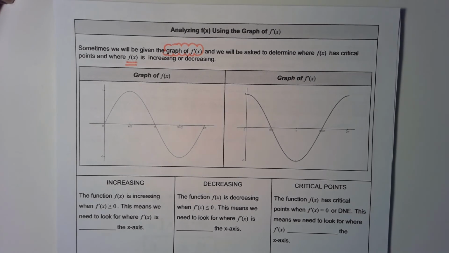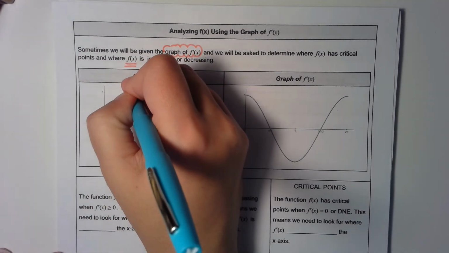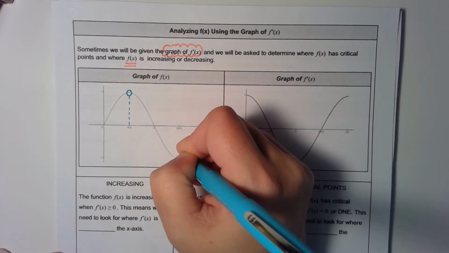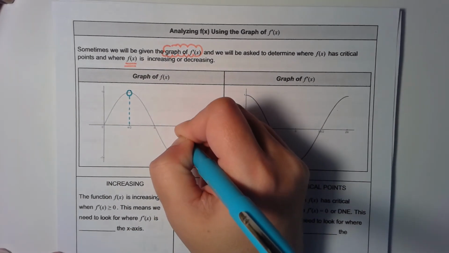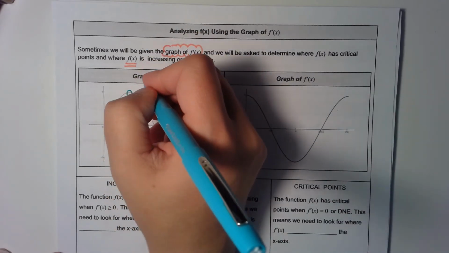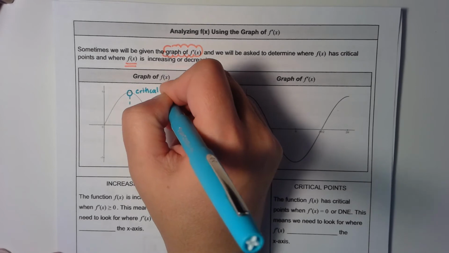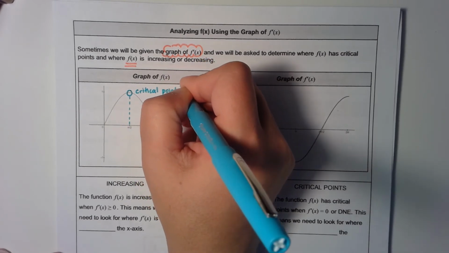Before we go through how we're going to do this, I'd like to compare the graph of the original function with the graph of f prime and see if we can make some connections. So let's start with the critical points. Critical points are going to be places where the derivative is equal to 0 or undefined. On the original function, the critical points of this graph would be right here when x is pi over 2, and right here when x is 3 pi over 2. And the reason that those would be the critical points is because those would be places where the slope is equal to 0.